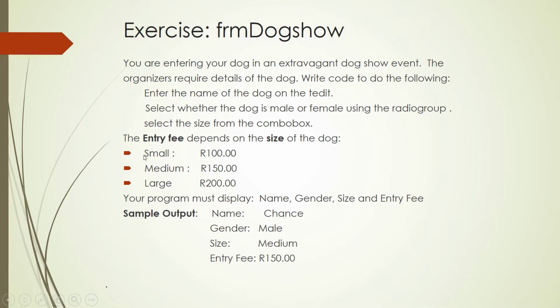If the dog is a small dog, the entry fee is 100 Rand. If the dog is a medium-sized dog, the entry fee is 150 Rand. If the dog is a large dog, the entry fee is 200 Rand. So from this, you can see that there is a multiple selection. So when you're doing your coding, take note of that. Your program must display the name of the dog, the gender, size, and entry fee.